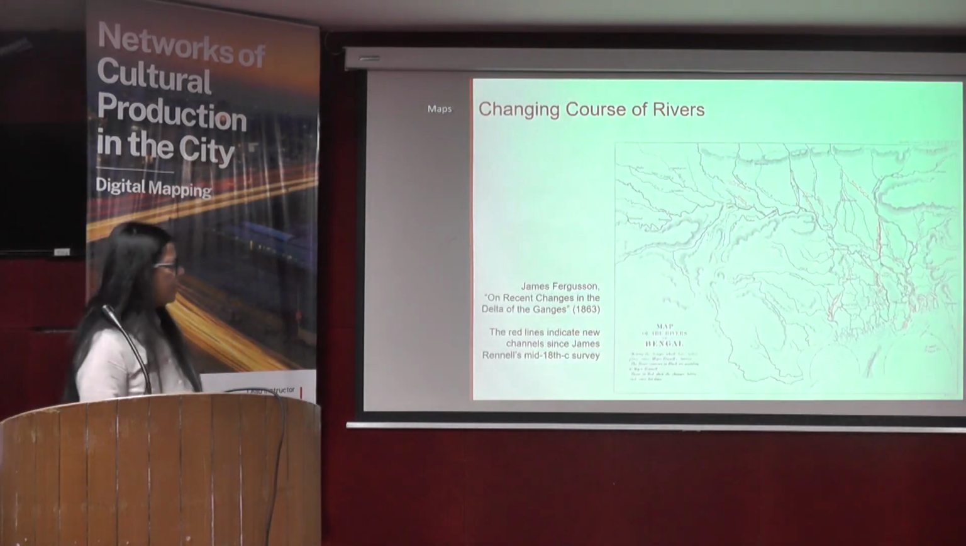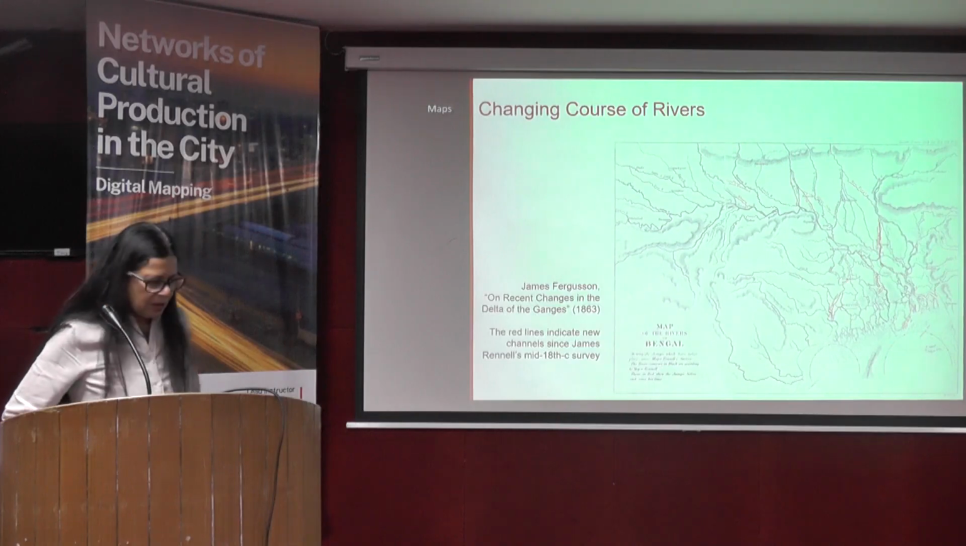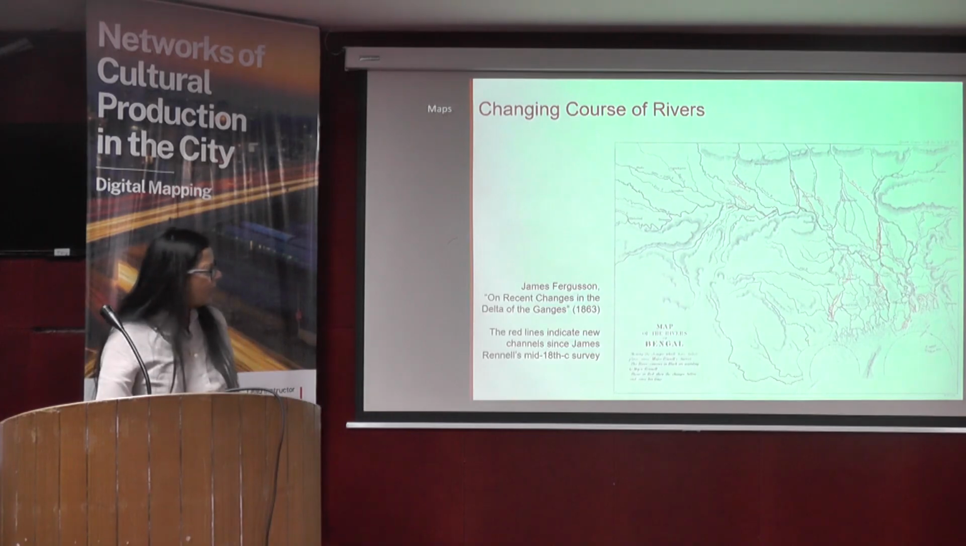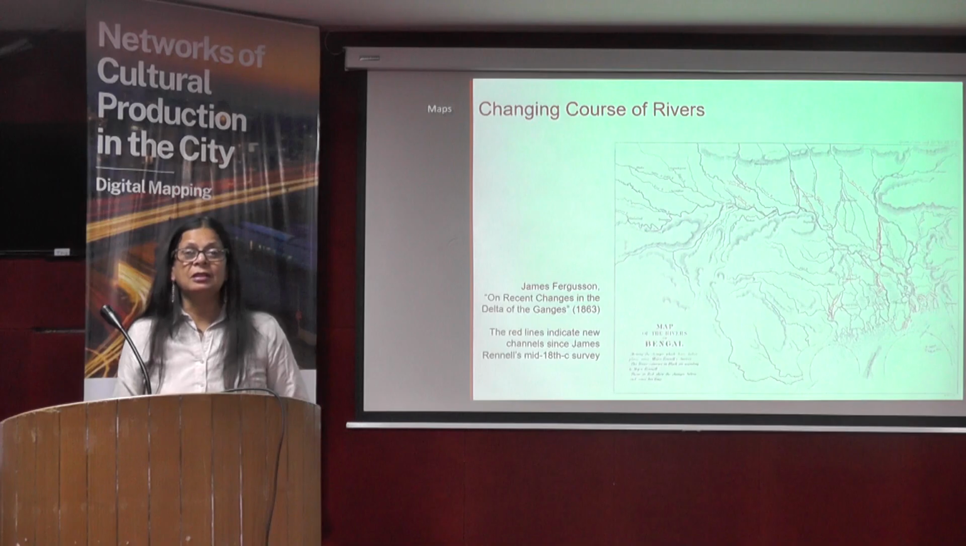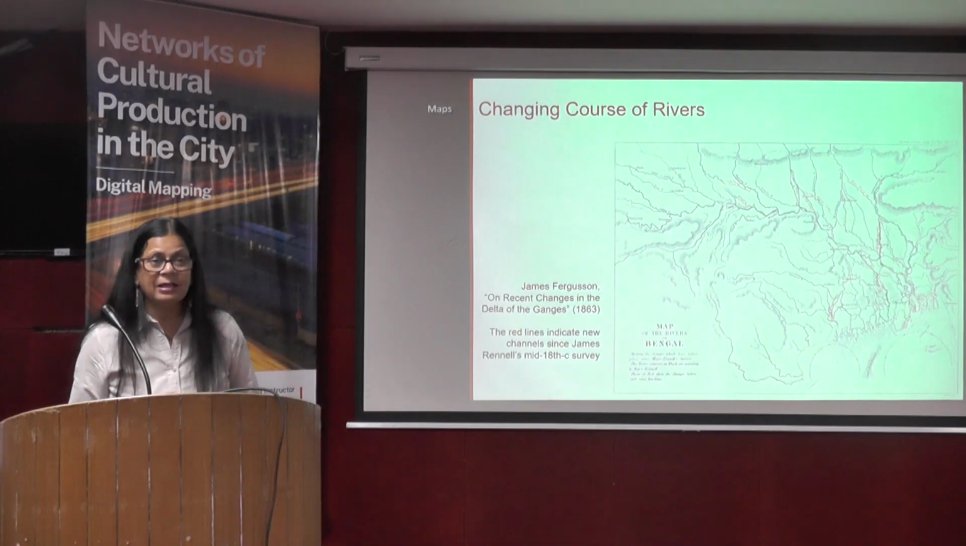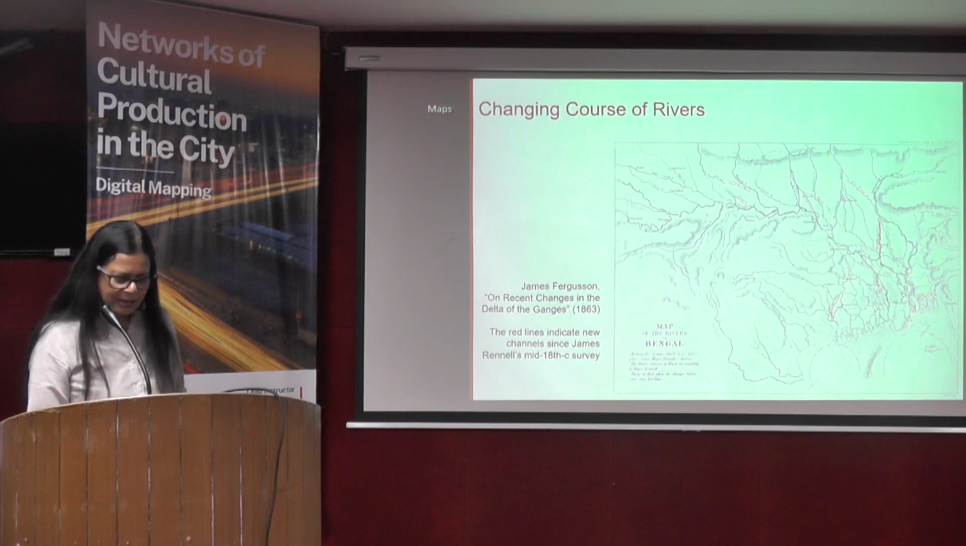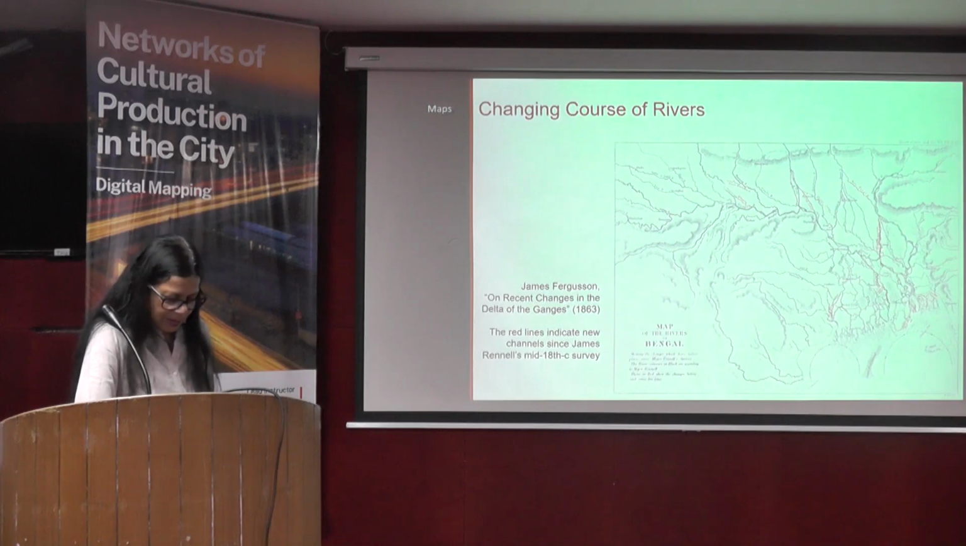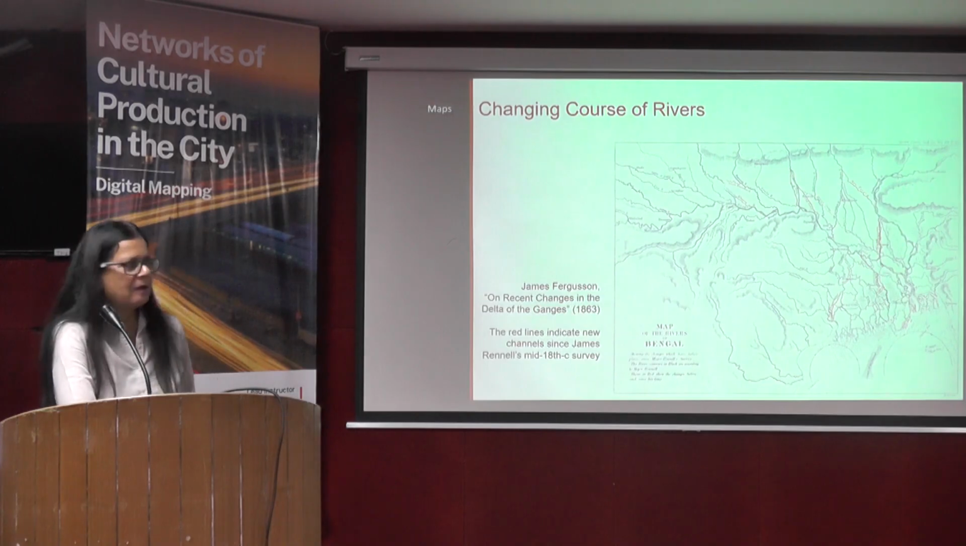But the best piece is mid-19th century, and this is by James Ferguson, who's an indigo planter, and he has a plantation in Jeshore. He is better known as an architectural historian, a self-made architectural historian. He lived 5 years in India. And he, with another colleague, took part in some surveys, and he gave a paper on recent changes in the Delta of the Ganges in 1863 in London, and he produced some maps to support his argument.